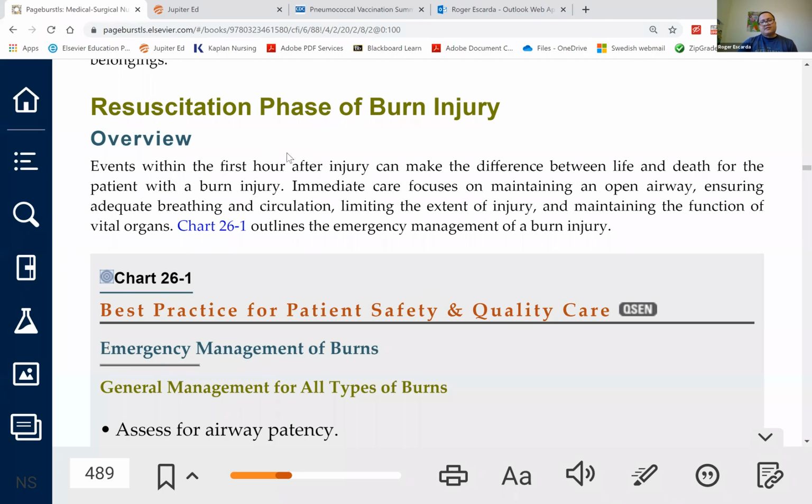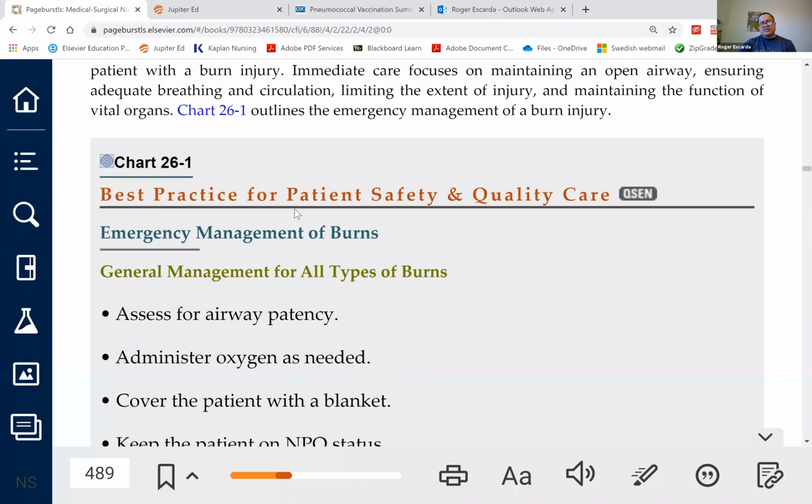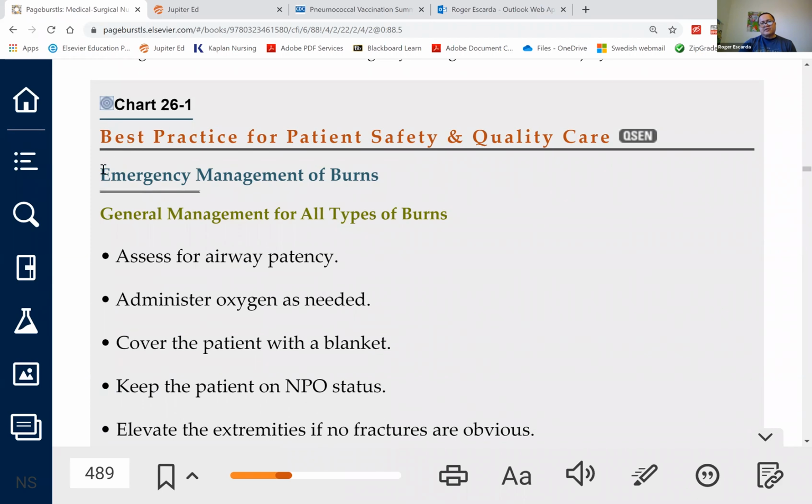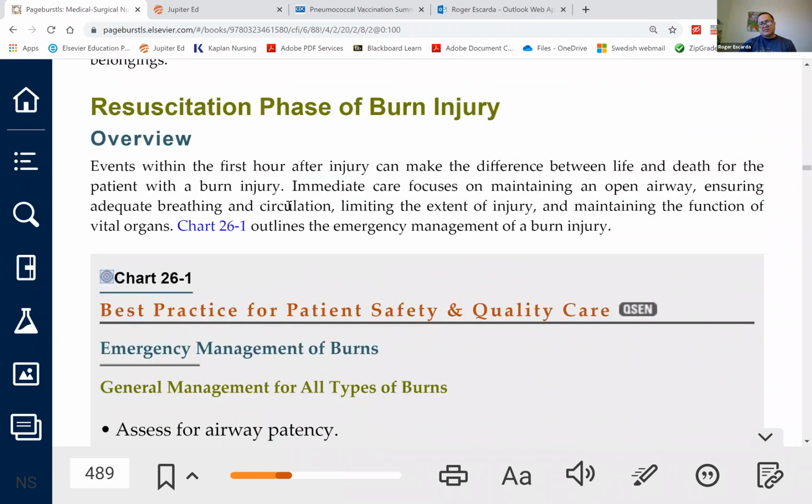There are phases of a burn. First is the resuscitation phase. Other textbooks have an initial phase, but the initial phase is pretty much the same as chart 26-1, the pre-hospital phase. So we can say that this author put the initial stage under the resuscitation phase.